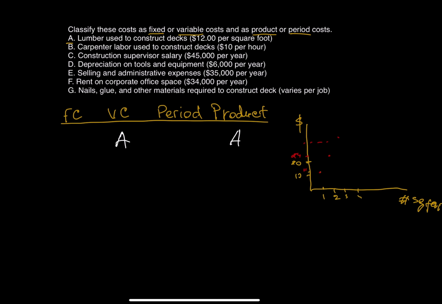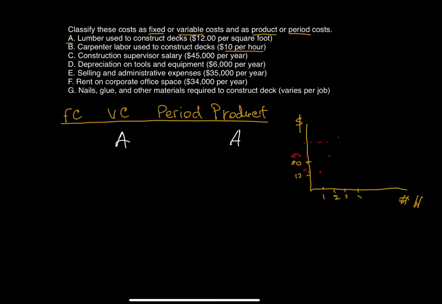Next, it's B, carpenter labor used to construct decks. So we're talking about labor, and probably this is just direct labor cost. And again, it says here $10 per hour. If I erase this part right here, in terms of the output it is going to be not square feet but labor hours. We're going to have for each hour $10, $20, and so on and so on.